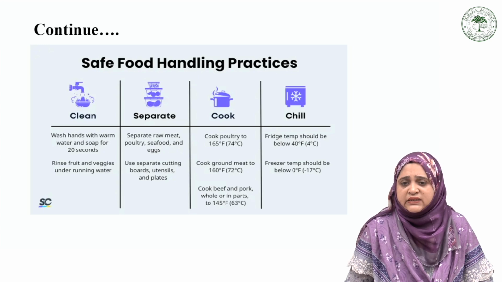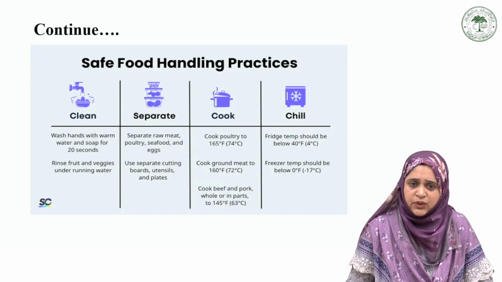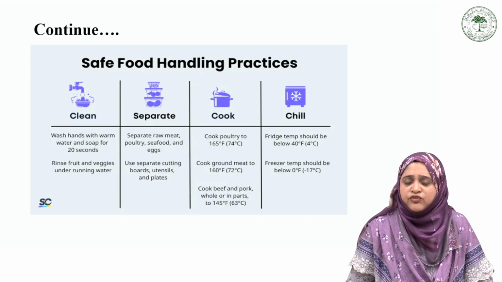The last food handling practice is chill. Keep refrigerator temperature below 40°F or 4°C. To simplify the monitoring, consider using temperature sensors that alert the food handlers if the temperature rises above this threshold. For freezers, maintain the temperature at 0°F or -18°C.